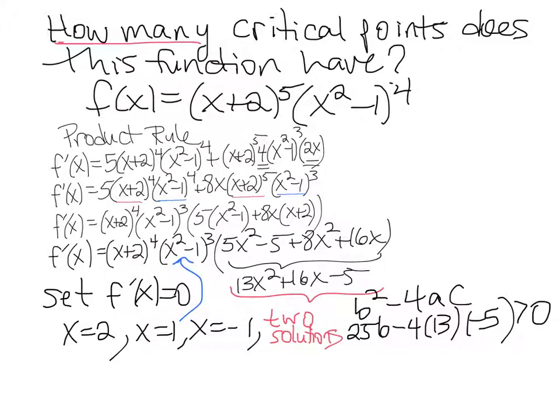So we have x is negative 2, it's 1, it's negative 1, or there are two more solutions. That's 1, 2, 3, 4, 5, and that's the answer to our question. There are 5 critical points.